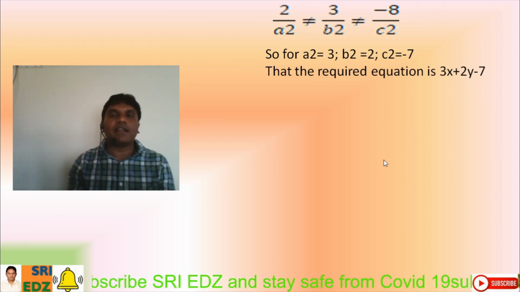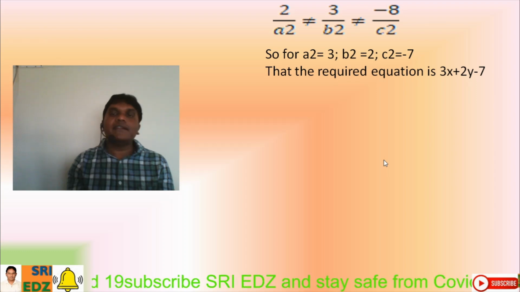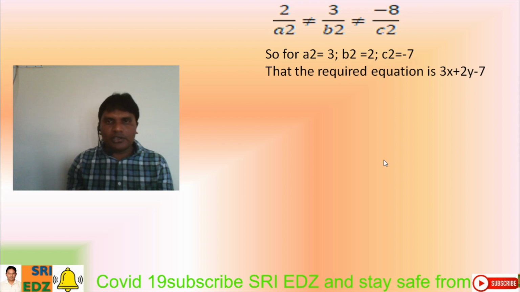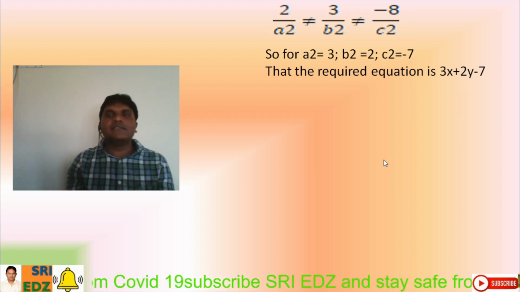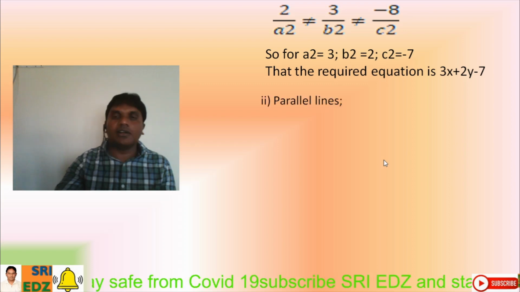So I can write the equation as 3x plus 2y minus any number, no problem, but I assumed minus 7, right? So that is the first equation for the first question.